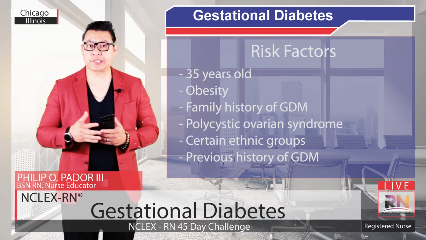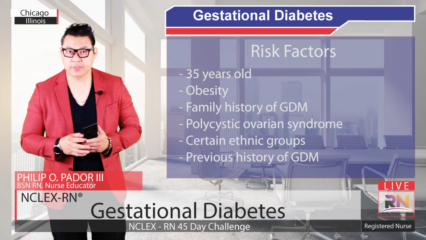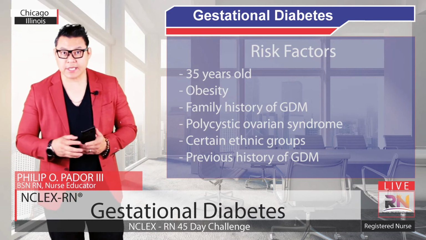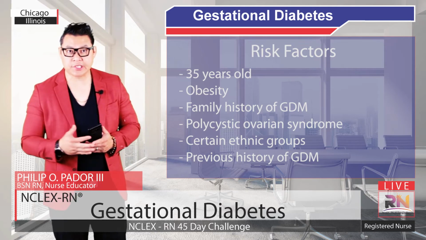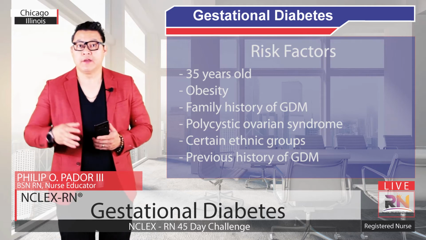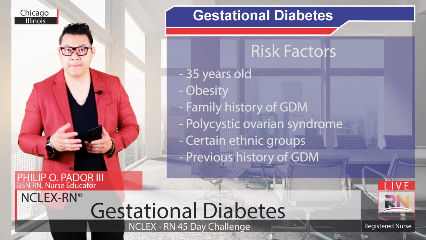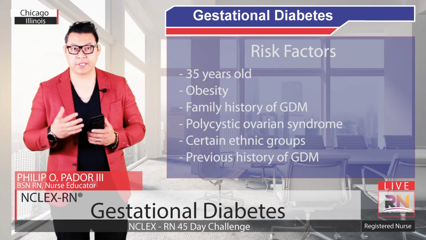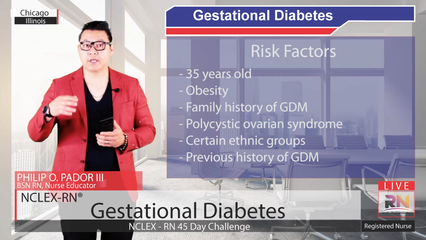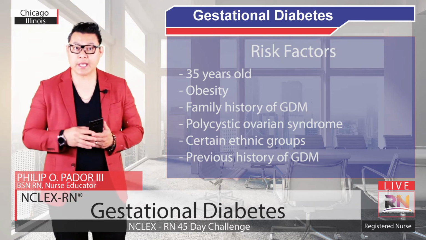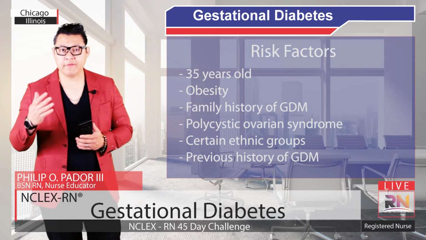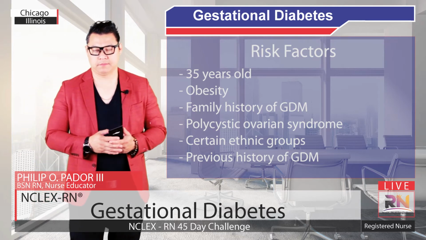Risk factors for gestational diabetes mellitus include pregnant ladies aged greater than 35 years, obesity, family history of GDM, polycystic ovarian syndrome, certain ethnic groups including Southeast Asian, and also having a previous history of GDM.